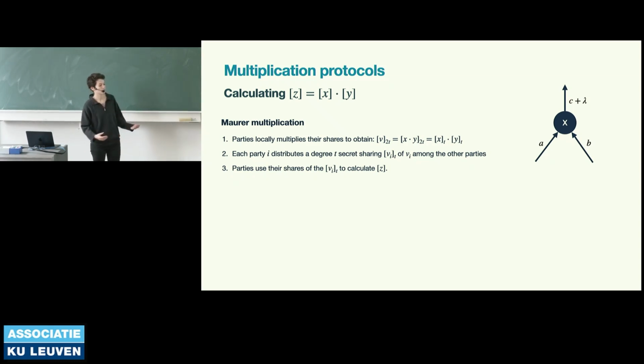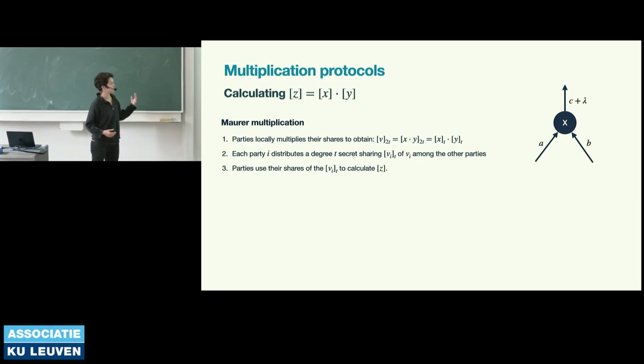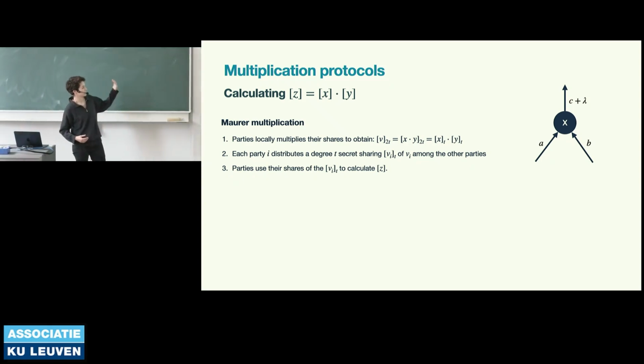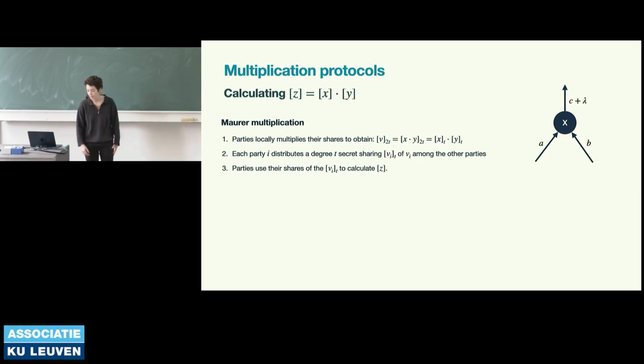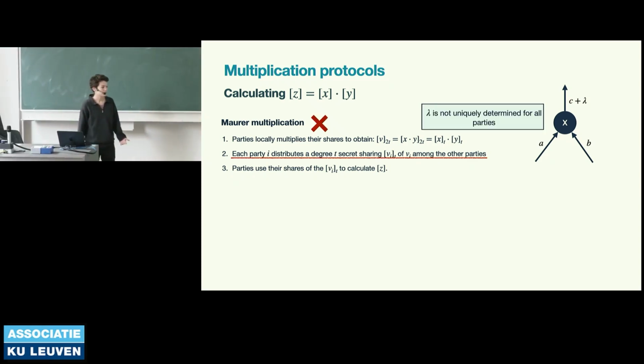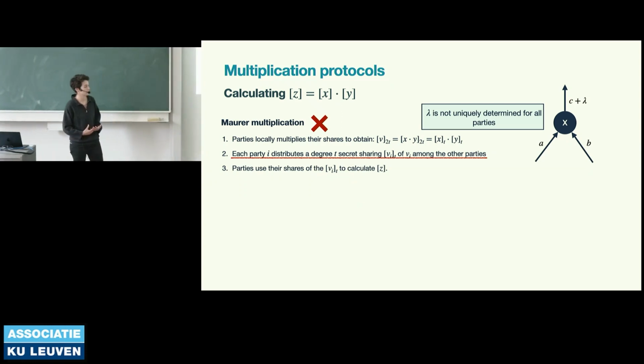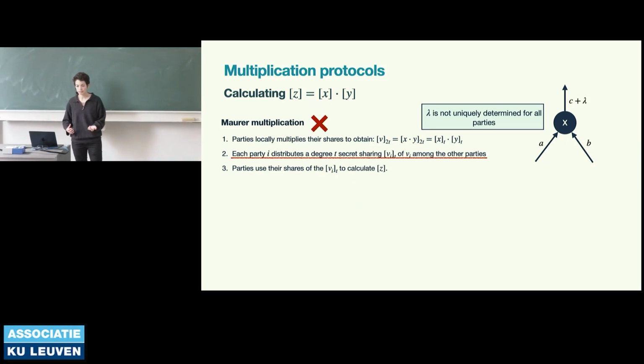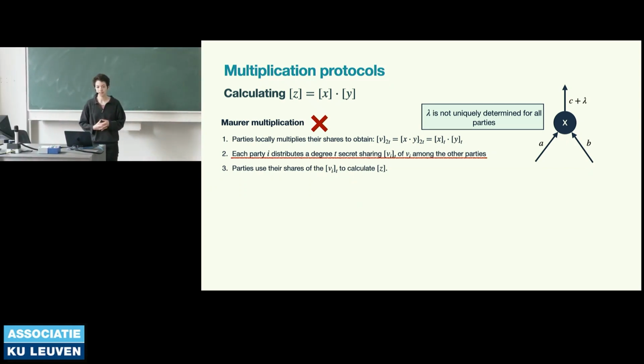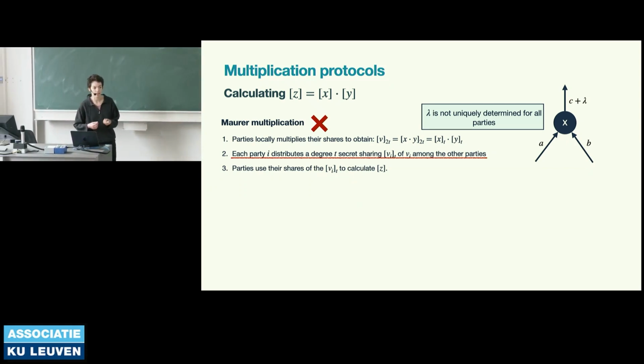So then they want to convert it back to a degree t polynomial, and for that they secret share the values they obtained in step 1. However, there's a problem in this step, which is that when the parties do this resharing, they can actually introduce different additive errors for different sets of parties. So this means that this error is not uniquely determined for all the parties. And so this means that we cannot use this multiplication protocol.